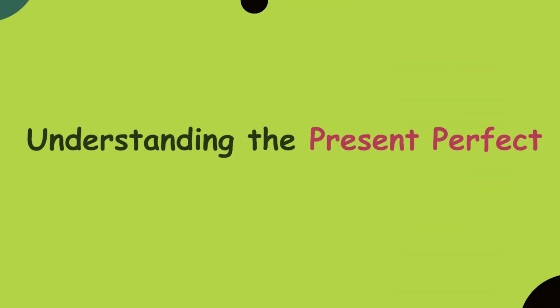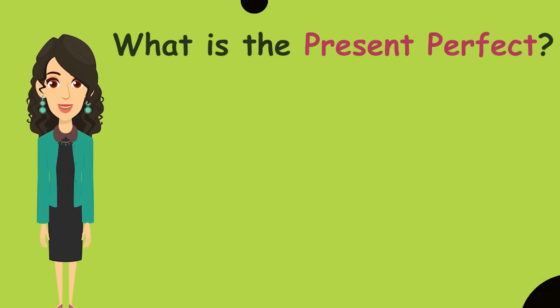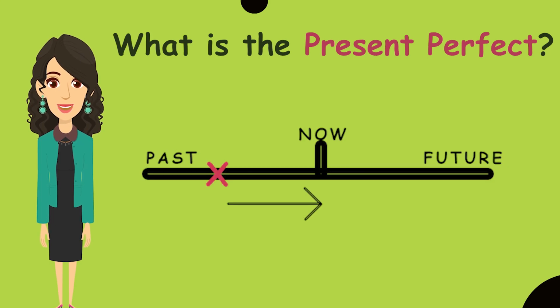Understanding the present perfect. In this part of the course, we'll dive into the present perfect tense. The present perfect tense is used to describe actions that happened at an unspecified time before now. The exact time is not important. Here's how we form the present perfect.